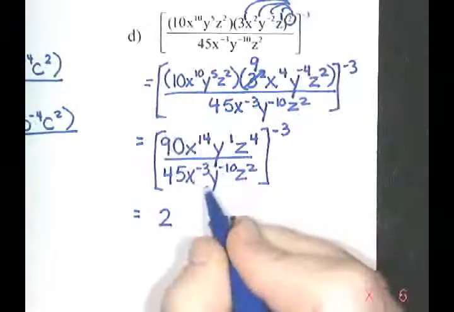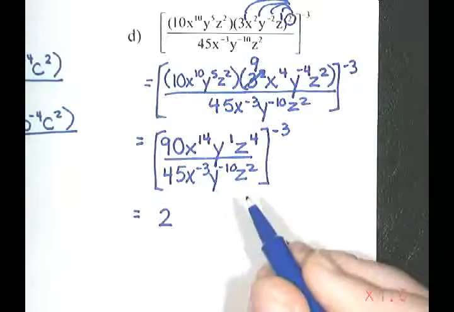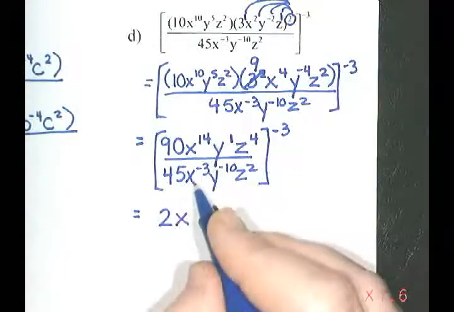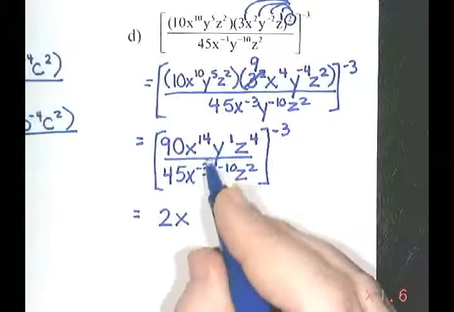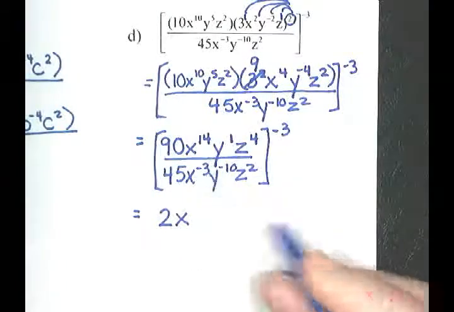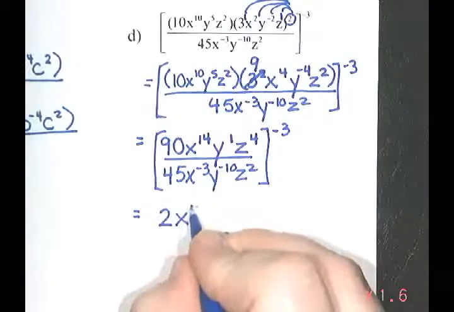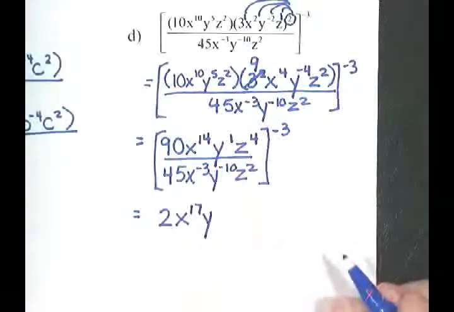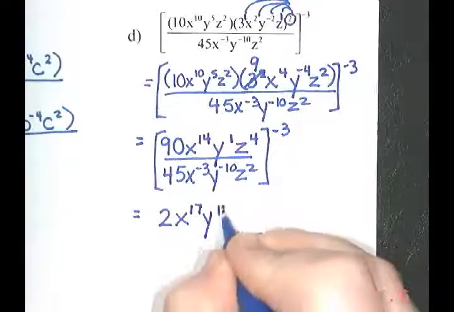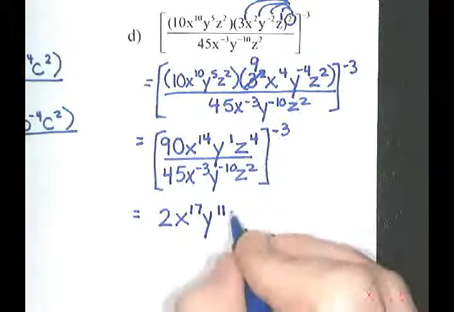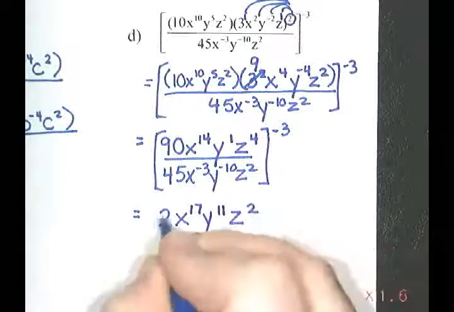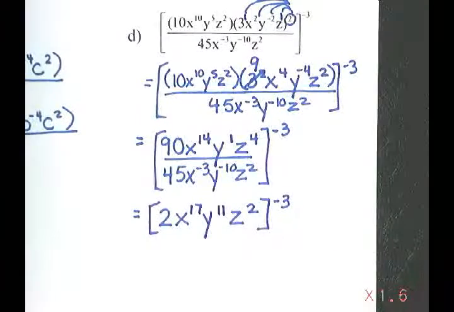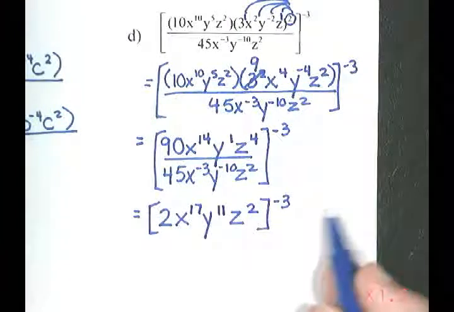And then when we divide the variables, we subtract the exponents. So x to the 14 divided by x to the negative 3, we subtract 14 minus negative 3, which actually ends up doing 14 plus 3, which is 17. Y to the 1 minus negative 10 is going to give me positive 11. And z to the 4 minus 2 is 2. And that's still to the power of negative 3. So we just keep using our exponent laws.